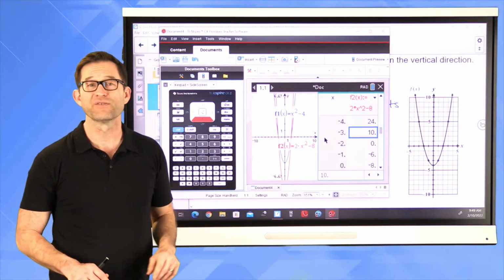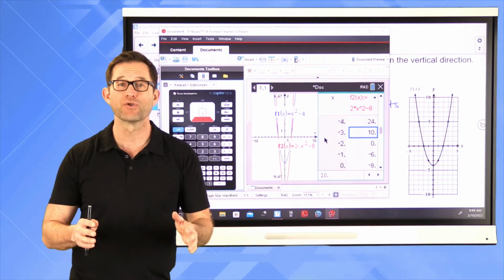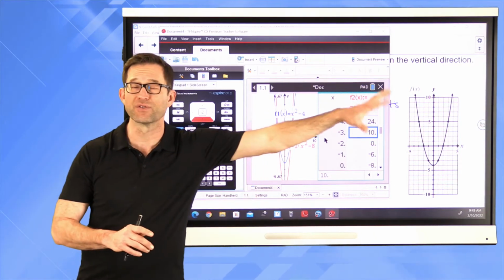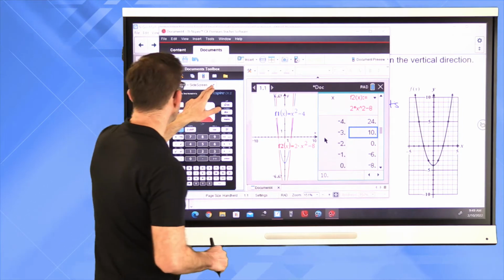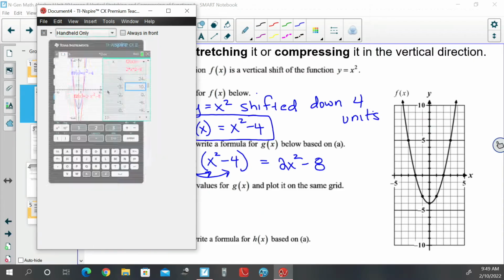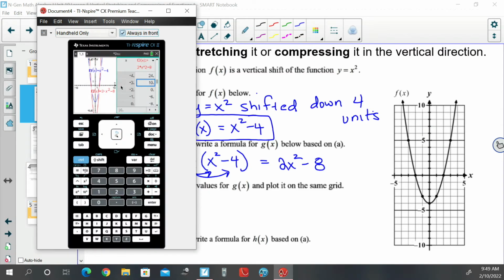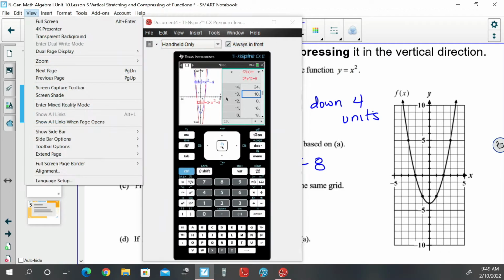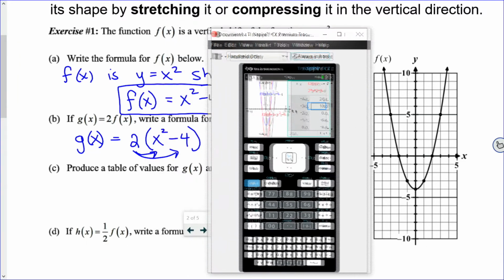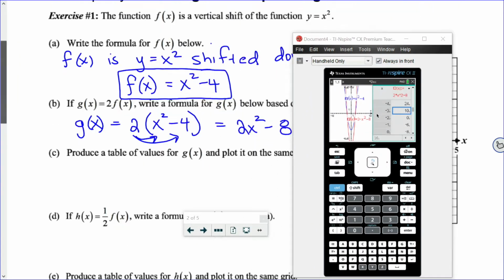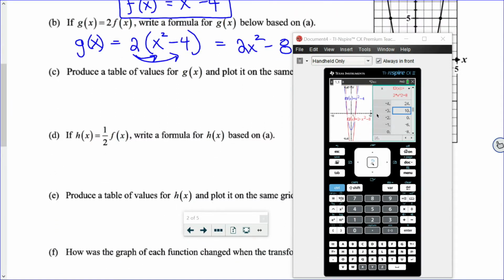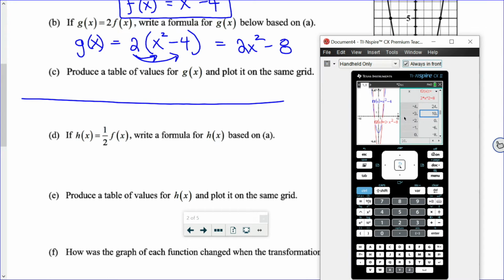That means, of course, as always, I'm going to have to go to the smaller version of my calculator so that I can go to this full screen version over here. So here we go, hopefully, handheld only, always in front. View full screen, and let's get ourselves a table of values. All right, we're going to start it right here. And maybe give myself some more room.